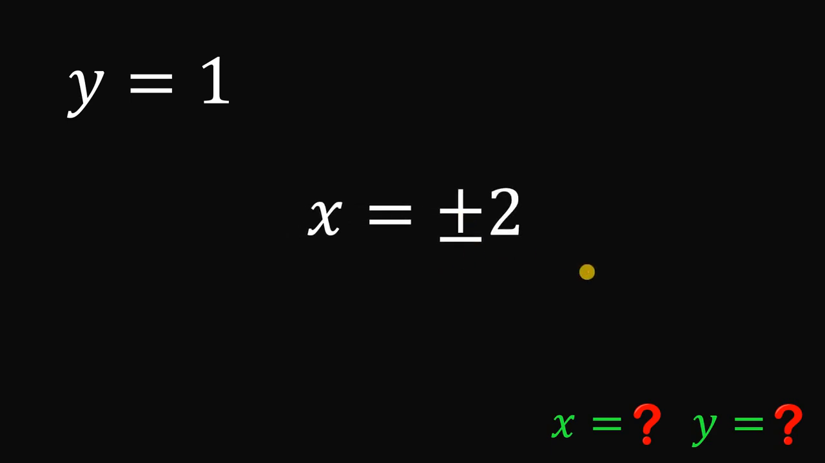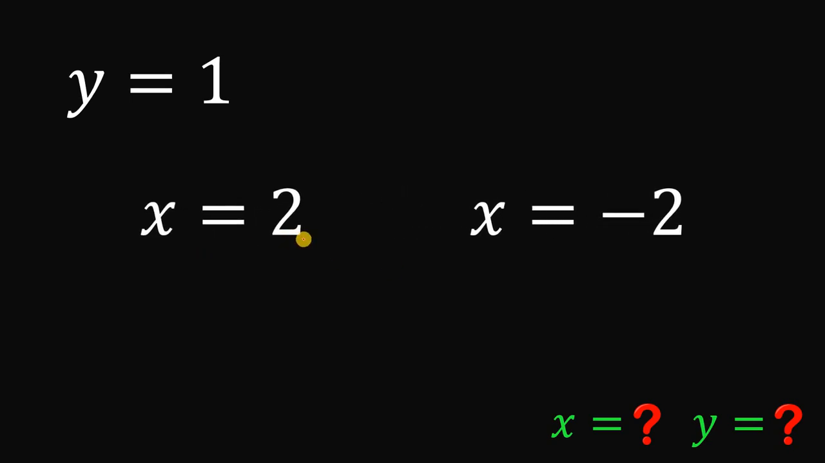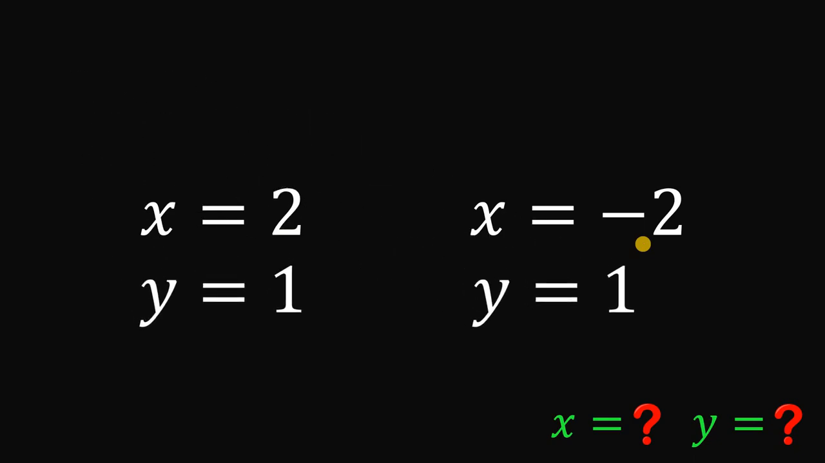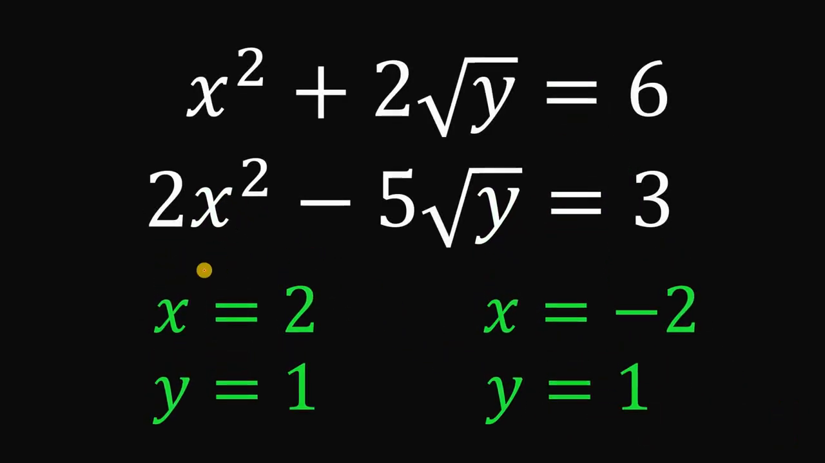So, we have two possible values here. If x equals 2, y equals 1, and if x equals negative 2, still y equals 1. And that is the value of x and y that satisfies these equations. So, given x squared plus 2 times square root of y equals 6, and 2x squared minus 5 times square root of y equals 3, we found two possible pairs: if x equals 2, y equals 1, or if x equals negative 2, y equals 1. And as always, we are done.